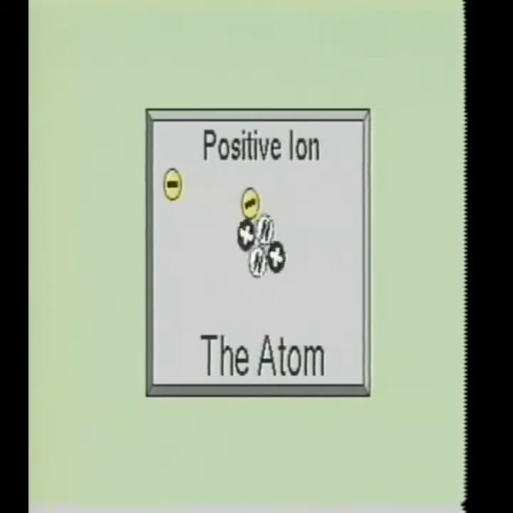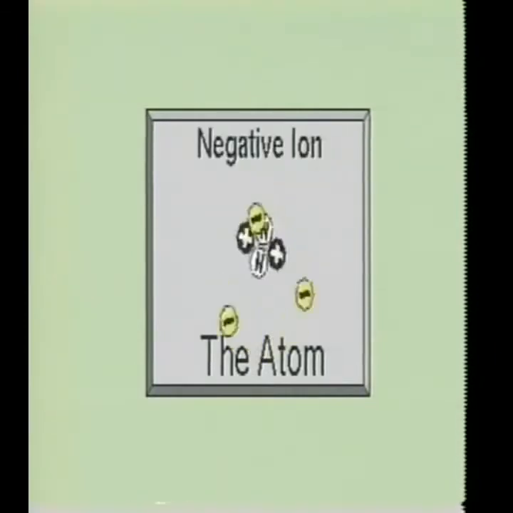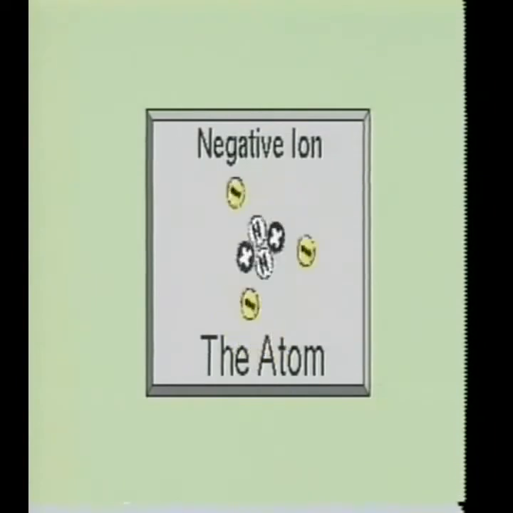It is possible to dislodge one or more electrons from most atoms. This causes the atom to have a positive electrical charge. It is then called a positive ion. On the other hand, if a stray or free electron combines with a neutral atom, the atom will have a negative electrical charge. It is then called a negative ion.